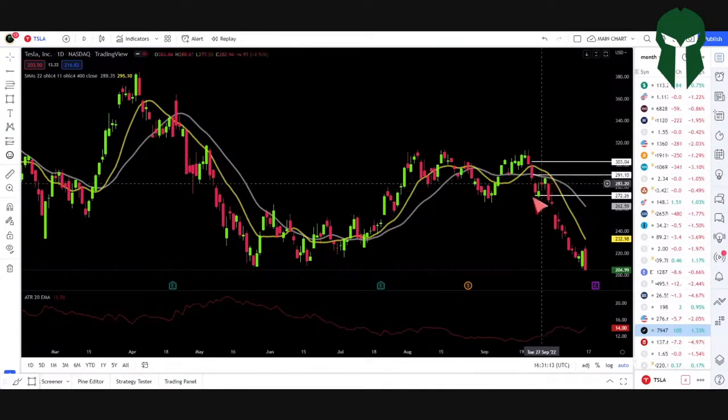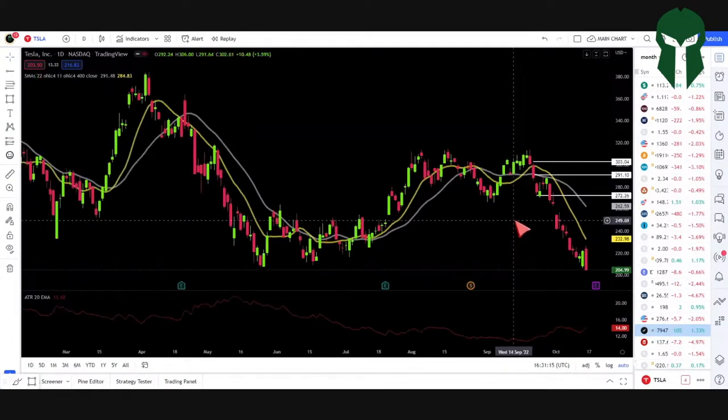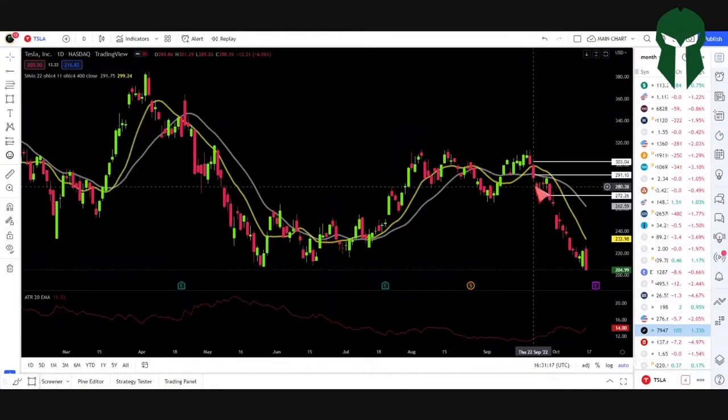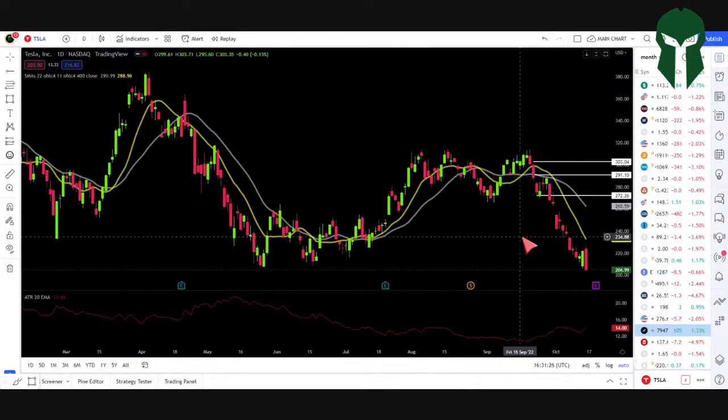You're still in the trade. Side note, if you missed this and it dropped down, you can always re-enter when it tests there again and do the same exact trade. If you miss it once, it doesn't mean that you missed it. You can always try again.